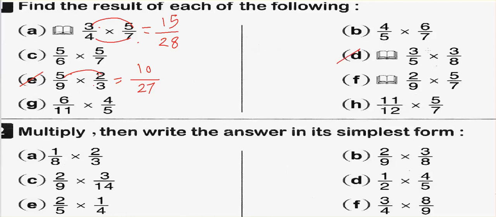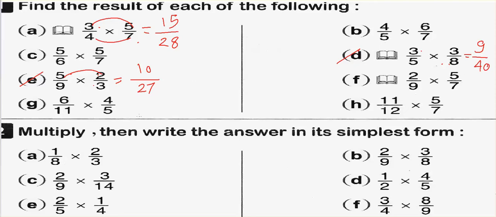Letter D, 3 over 8 times 3 over 5. 3 over 8 is in the simplest form, and also 3 over 5 is in the simplest form. We multiply numerators and denominators. 3 times 3 equals 9. 5 times 8 equals 40.